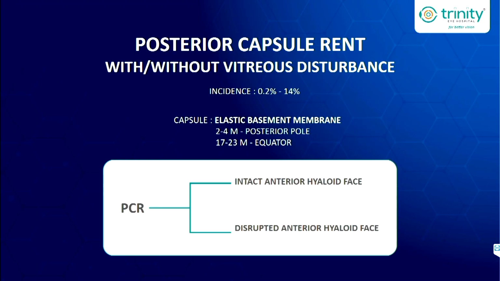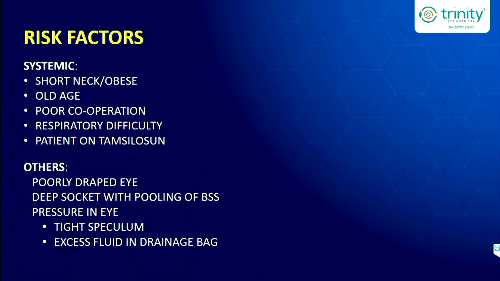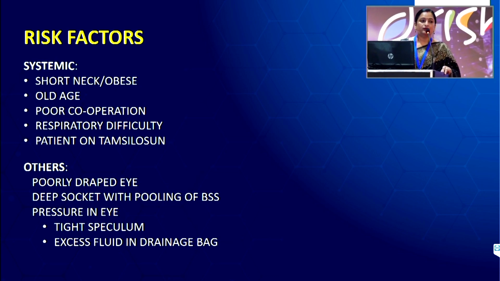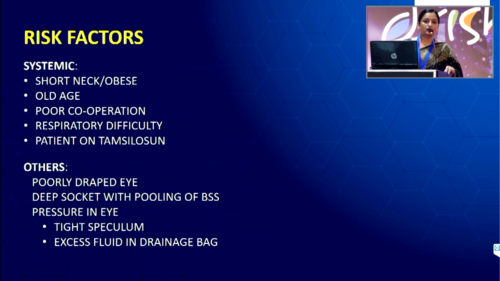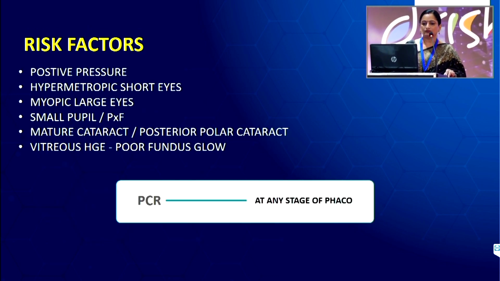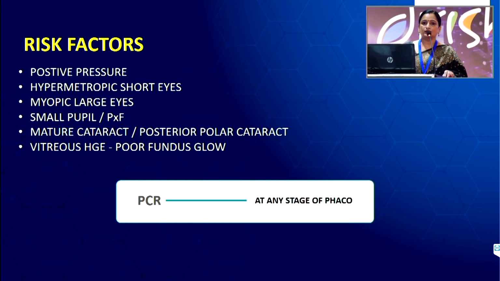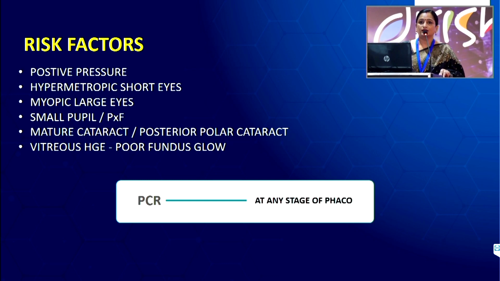See, PC rent is something that is inevitable for a phaco surgeon. We all know that. The incidence may vary depending on the expertise of the surgeon. There are so many risk factors we notice, like a short neck, obese patient, poor cooperation during the surgery, and even a poorly draped eye with a pooling of BSS can cause a PC rent. Other risk factors include a positive pressure during the surgery, hypermetropic eye, even a myopic eye, small pupil, mature cataract, and something which obscures your fundus glow, like retinal hemorrhages, vitreous hemorrhage, etc.